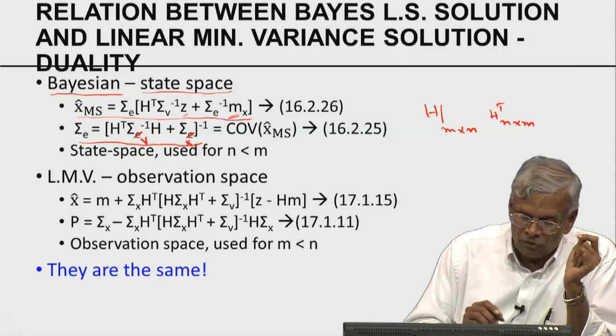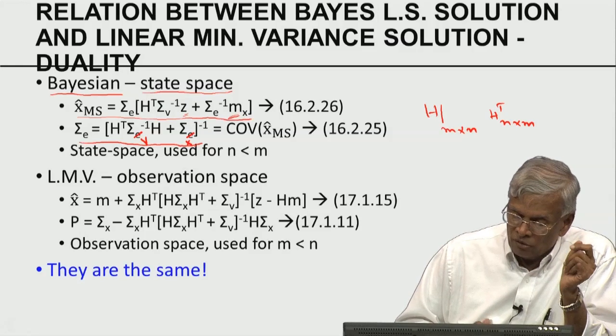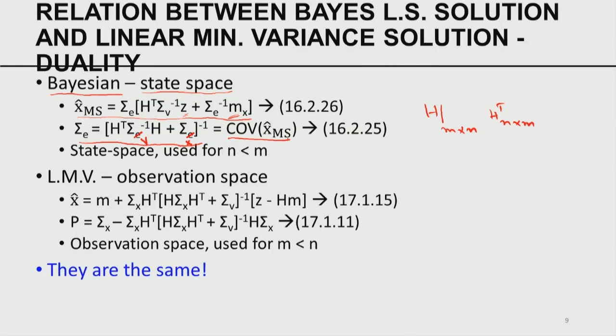So sigma x is the prior covariance, sigma v is the observational covariance. So that is the covariance of x, the mean square estimate coming from the Bayesian approach. So this is the estimate and its covariance. This formulation is called the state space formulation. When n is less than m, it is useful to do the calculation in the state space, which is R^n, because n is less than m. So computations in the state space are smaller of the two spaces when compared to the observation space and the state space. So this is the summary of the Bayesian least square solution.